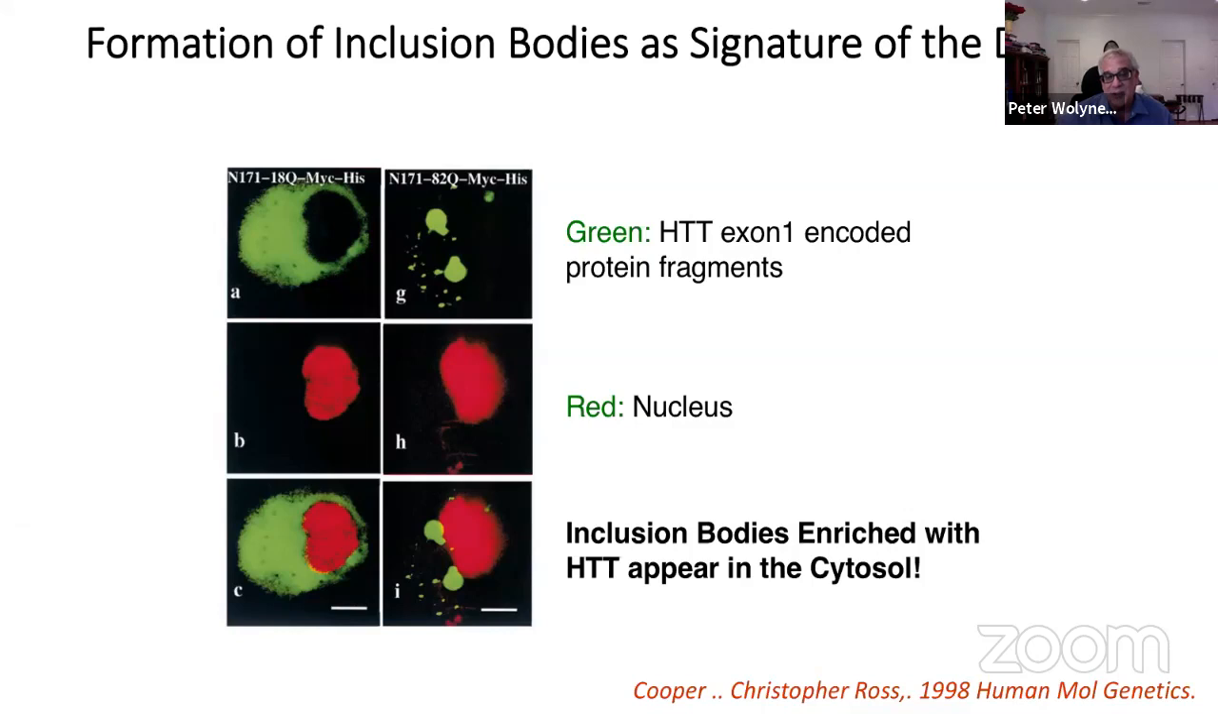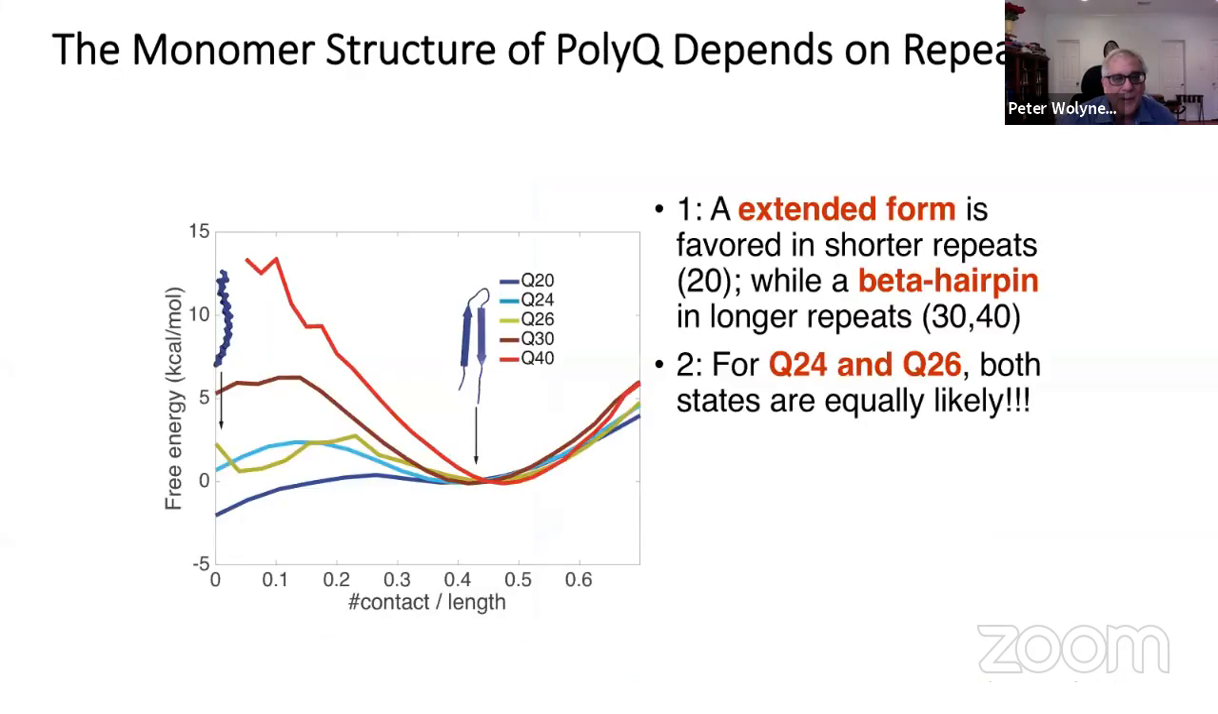The inclusion bodies form, and these are, again, the hallmark of the disease. Of course, we know that it might be other oligomers that are causing problems, but we know that people who really have the disease definitely have these aggregates.